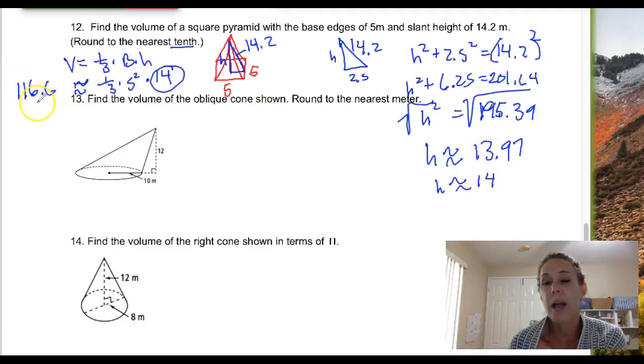Depending on how you round your height, oh my gosh, my daughter is on her drum. Depending on how you round your height. I don't know if you guys can hear that.